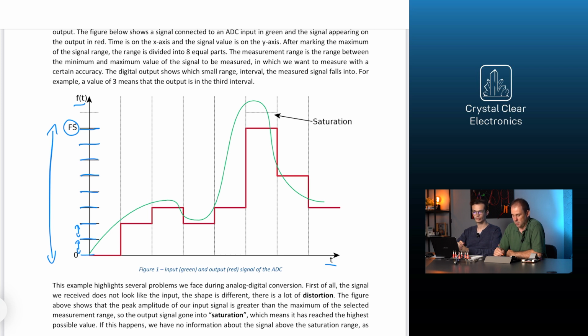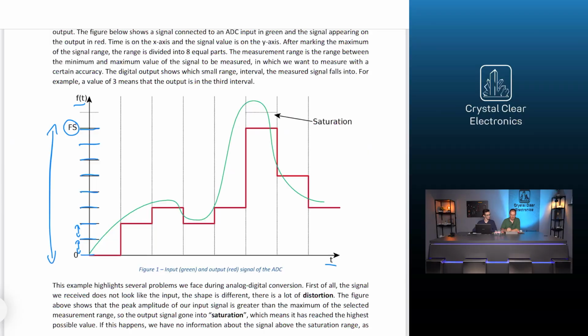For example, a value of 3 means that the output is in the third interval. Why have we divided the measurement range into 8 parts? Thanks for your question. Here, for the sake of example, we took 8, which is the third power of 2. Usually, AD converters use values higher than that, but always some power of 2, for example 2 to the 8th, 256, or 2 to the 10th, 1024.